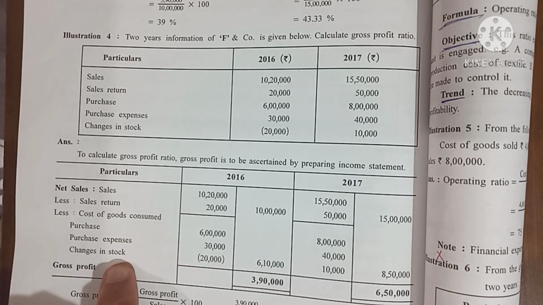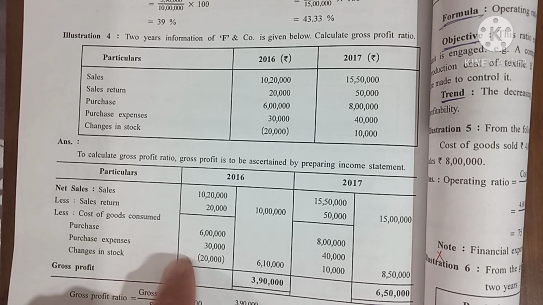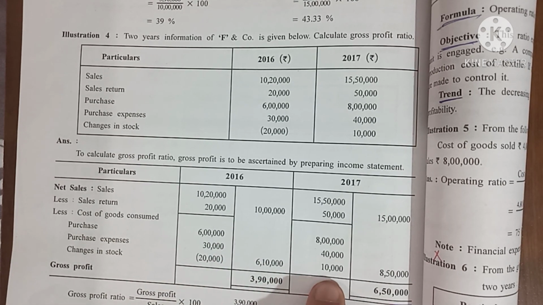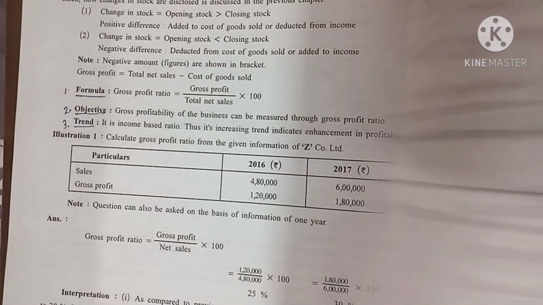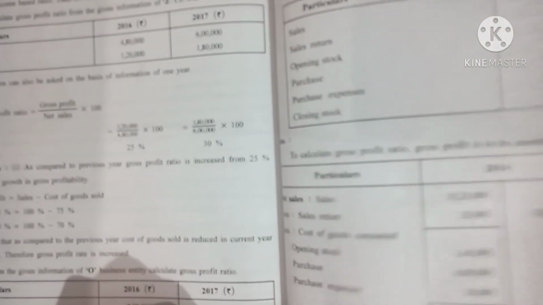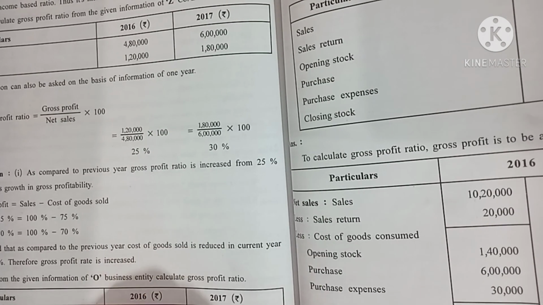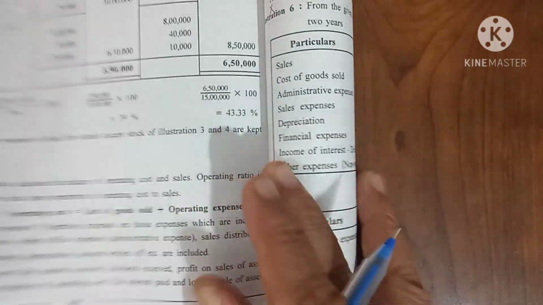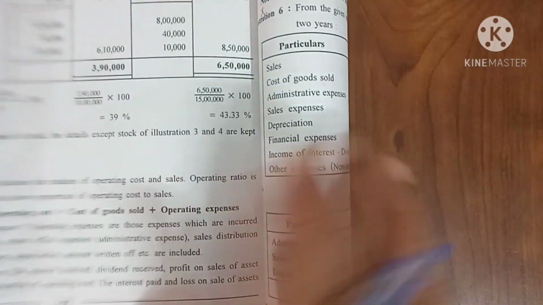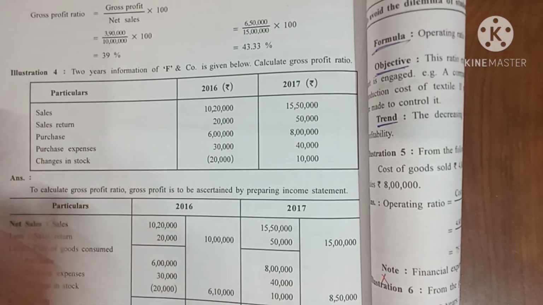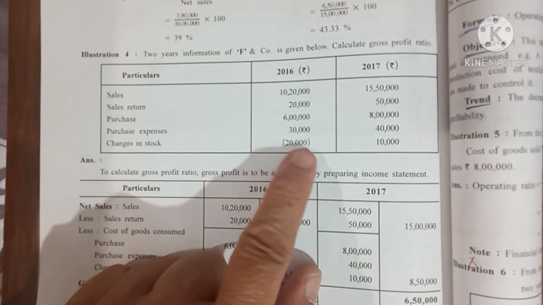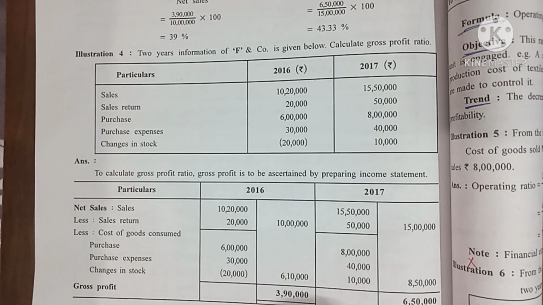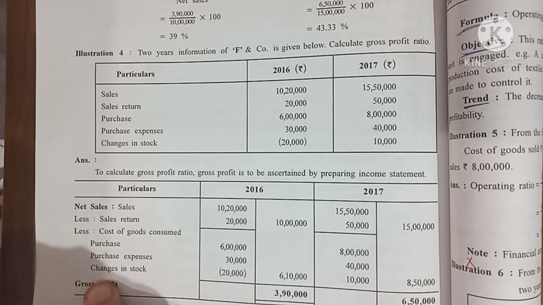Where change in stock is given, opening and closing are combined, so if it is minus, you have to subtract, and if it is plus, you have to add. Keep this in mind. But in the previous formula I told you, less closing stock, because opening we added, closing we deducted. Where opening stock and closing stock both are given, that is the formula, but where change in stock is given, the minus figure within bracket will be deducted, and if it is not a minus figure, then it will be added.